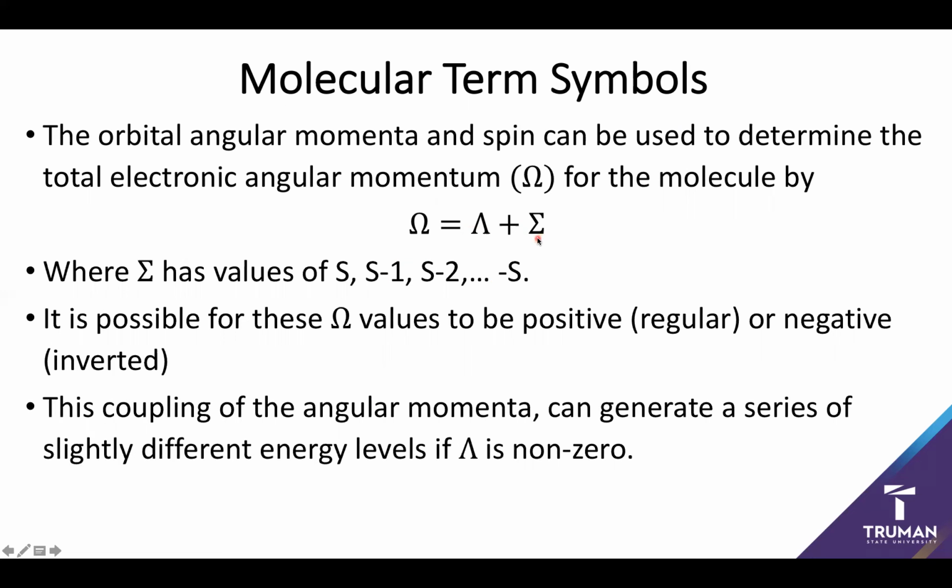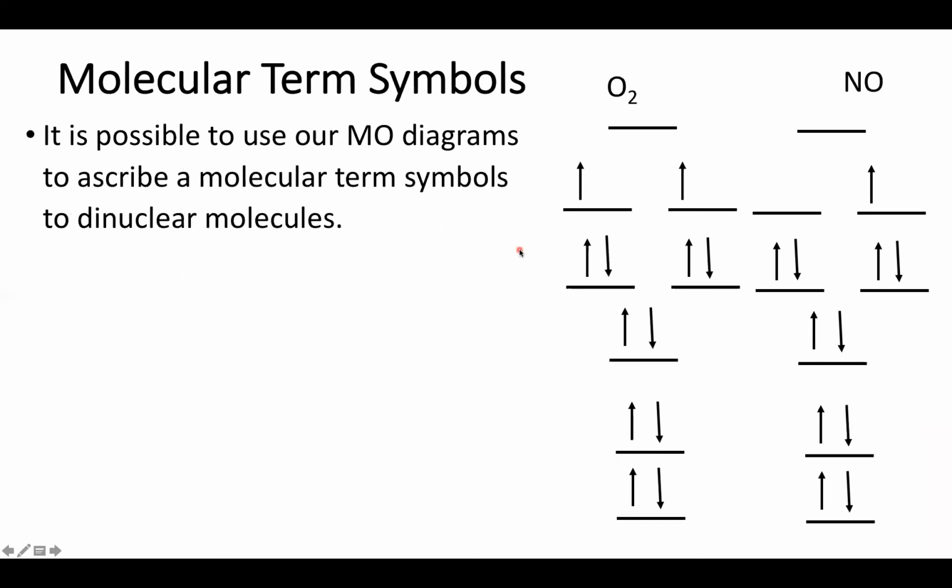What's important to note is that by coupling our magnetic fields from our electronic movement with our spin movement, we can generate a series of slightly different energy levels as long as our lambda is non-zero. Essentially, as long as these electrons are moving in a magnetic field generated by the orbital angular momentum. Otherwise, if this is 0, we will have different omega values, but they'll all be the same energy because there's no coupling of magnetic fields. So enough of me talking about generalities. Let's try and use our MO diagrams to describe this system.